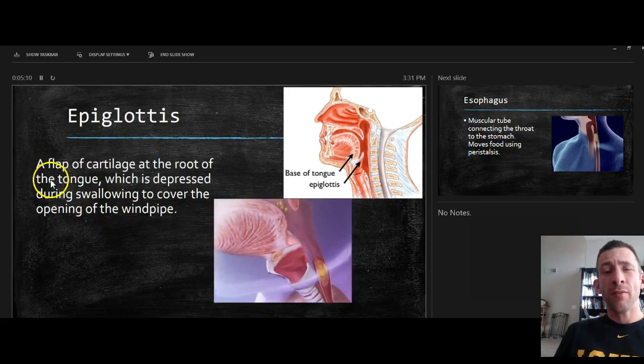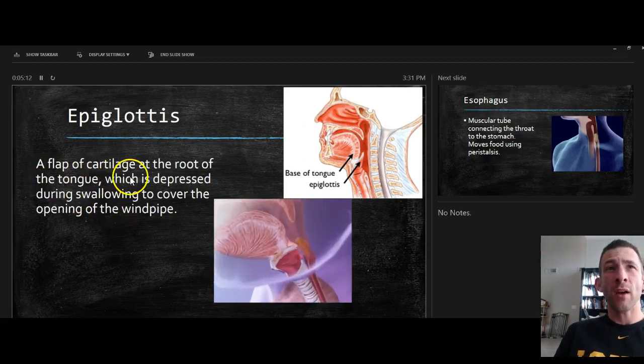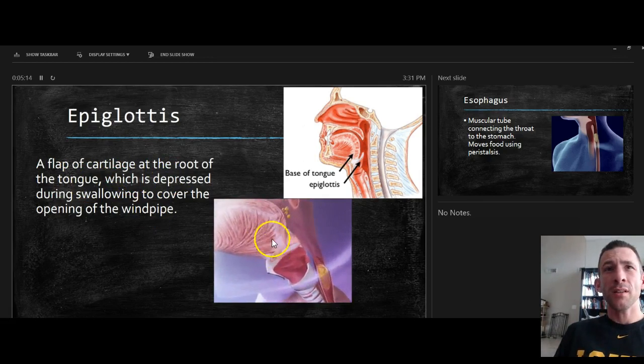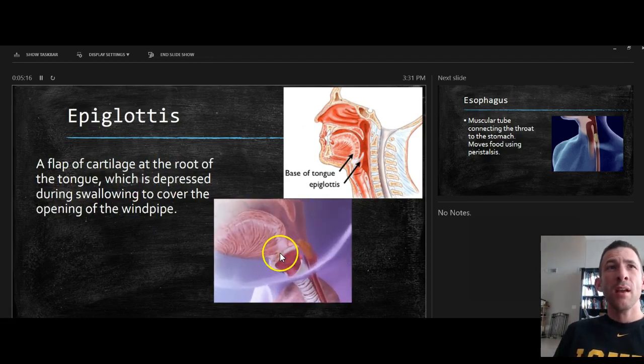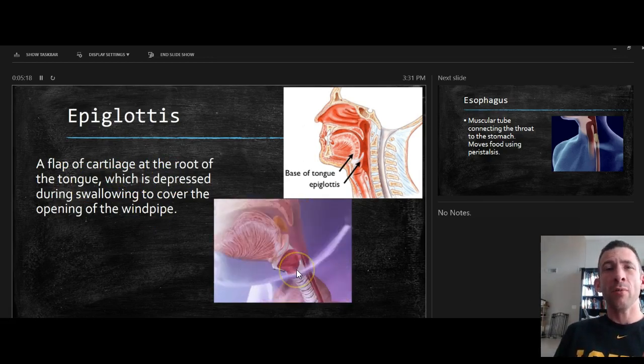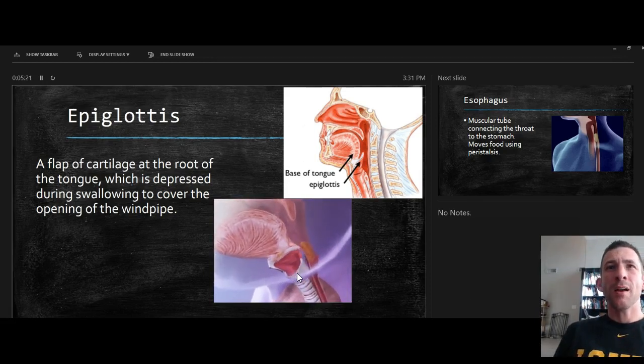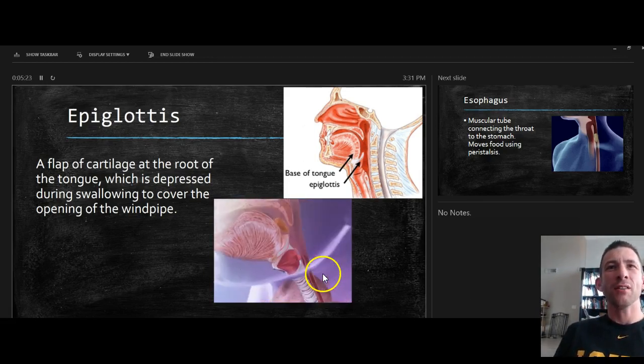But for definition-wise, the epiglottis is a cartilage flap at the root of the tongue. You can see here's the tongue, and it's at the base of it, and it depresses down when you swallow to cover up your windpipe. So I think this animation really gives you an idea of how exactly it works.